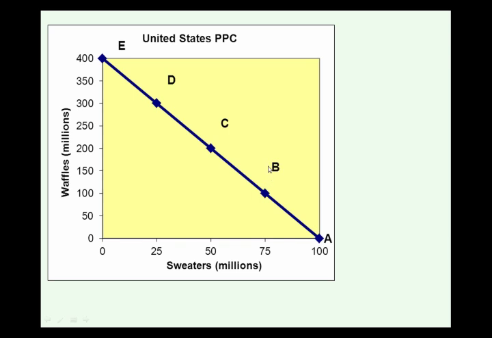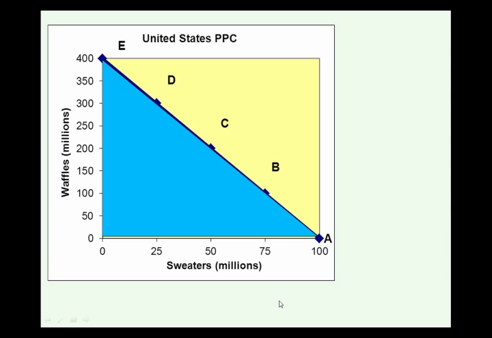So here's the United States production possibility curve, or frontier. It's a straight line in this case because I made a simple constant trade-off between waffles and sweaters. All right, and so I simply plotted the points from the production possibility table earlier, right? 100 sweaters if we make no waffles, 400 waffles if we make absolutely no sweaters, and then in between.